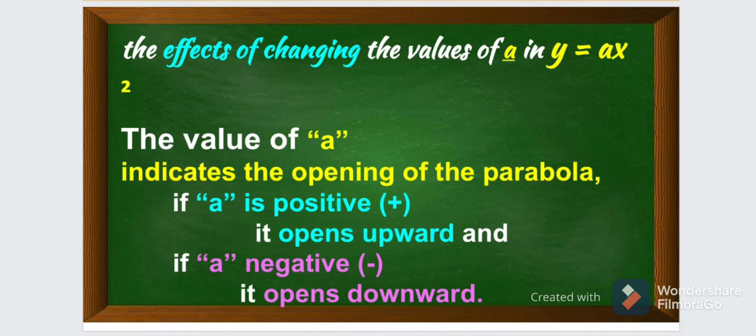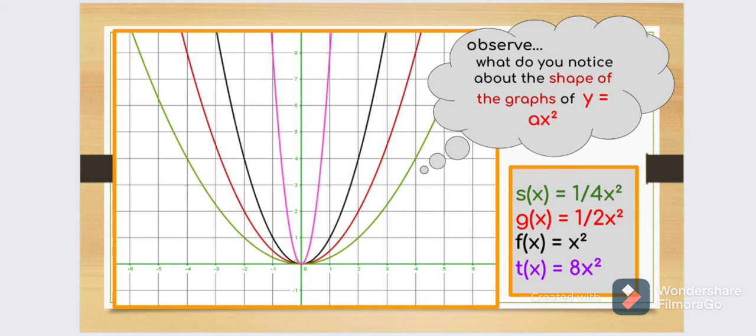The effect of changing the values of a in the function y equals ax squared is that a indicates the opening of the parabola. If a is positive, then the graph opens upward, while if a is negative, the graph opens downward. Let's have another example using another form. This one.